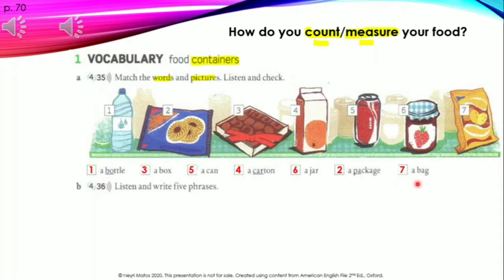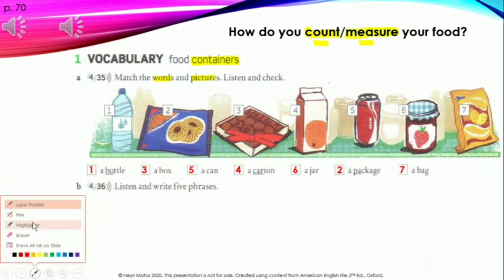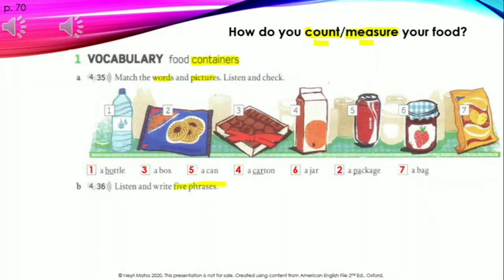Great. Now that we know these 7 food containers, let's listen to 5 phrases and let's write. Okay, let's listen and write to only 5 phrases. Let's see if you can understand, right, and write. Let's listen, take notes in your notebook now or in your material. Take notes and then we check. Let's listen.